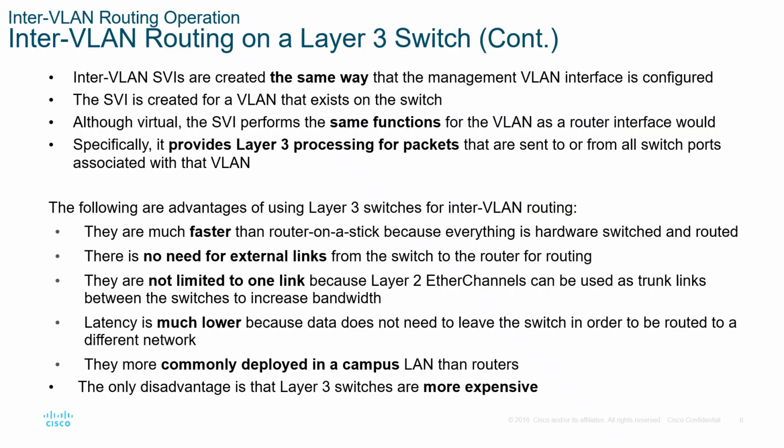They are not limited to one link because, as we'll learn a few chapters down when we cover EtherChannels, we can use layer 2 EtherChannels to use trunk links between switches to increase our bandwidth. Latency is much lower because data does not need to leave the switch in order to be routed to a different network. They are more commonly deployed in a campus LAN than routers. The only disadvantage is obviously you're going to incur more expense because a layer 3 switch is much more expensive than a layer 2 switch or a router.